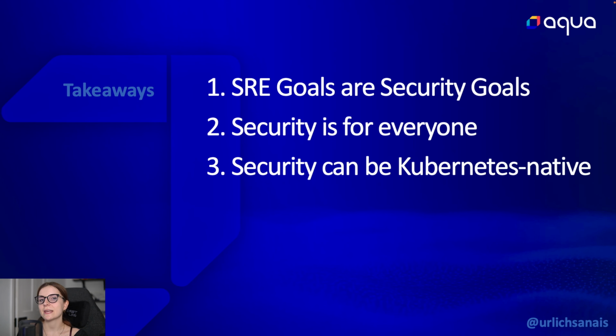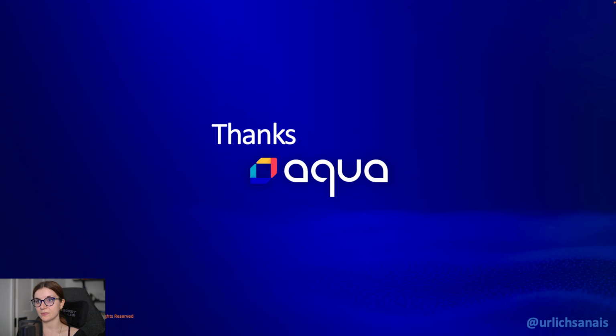Now, here are some of the takeaways that I want to leave you with at the end of this presentation. First of all, SRE goals are security goals. There's a very strong overlap, like we've seen. Security is for everyone. If I can get started with security, so can you, so can everybody. It's not an exclusive club. Just find ways on how you can get started. And security can be Kubernetes native through integrating it with our existing cloud native tooling. There is really a way.